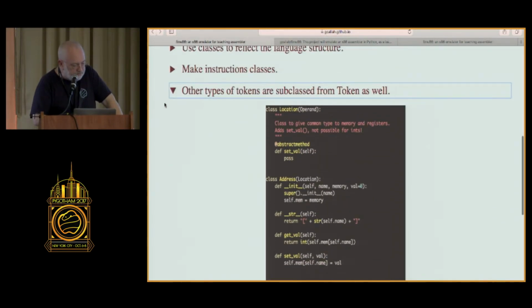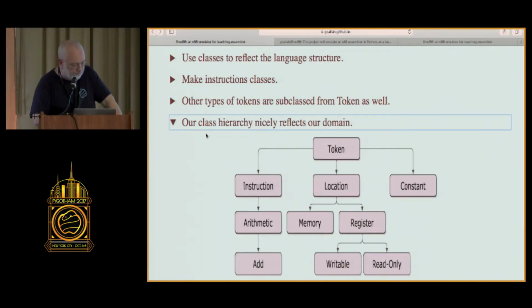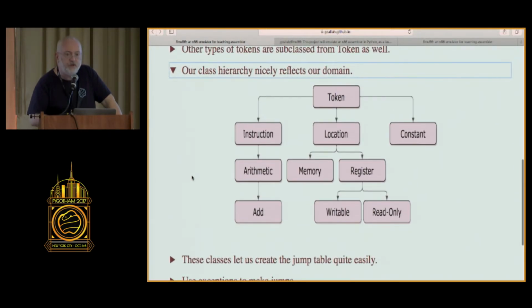So what this means is that the class hierarchy nicely reflects the domain. This is just a sketch of the whole class hierarchy. It doesn't have everything. But basically, you get a description of the syntax of assembly language right in your class hierarchy, which is very nice, and makes it very easy to know what you've got at hand if you're debugging the interpreter.